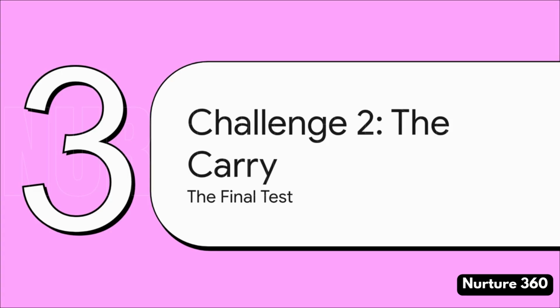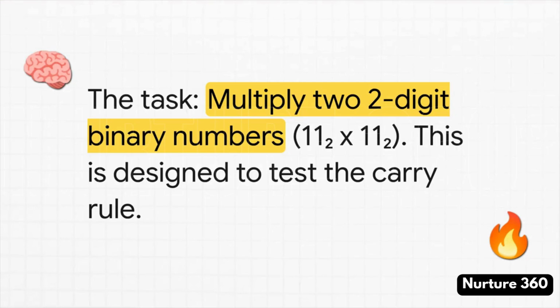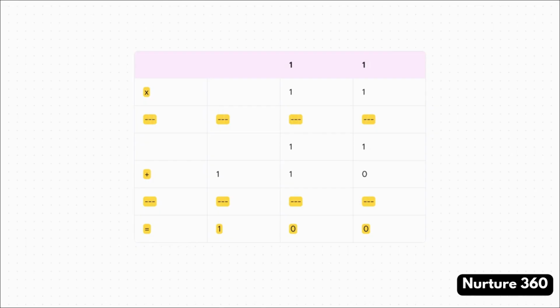For this challenge, think of it as calculating maximum power output. Let's see if you've really got this down. So here's your target. Multiply 11 base 2 by itself. Now this problem is specifically designed to test one thing, how you handle that carry rule during the final addition step. This is the whole shebang right here. Okay, let's walk through the table. First, we multiply 11 by the 1 on the right. That gives us our first line, 11. Then we do it again with the 1 on the left, which gives us 11 again, but shifted one space over. Now for the crucial part, the addition.